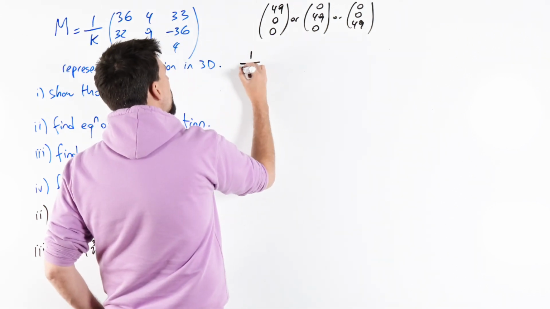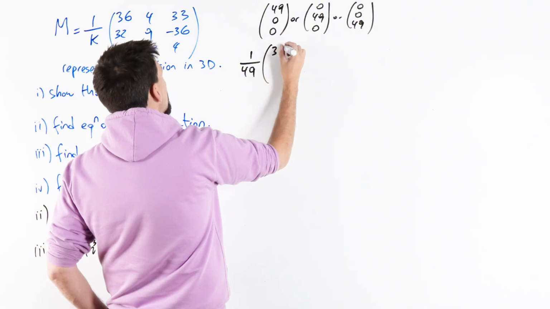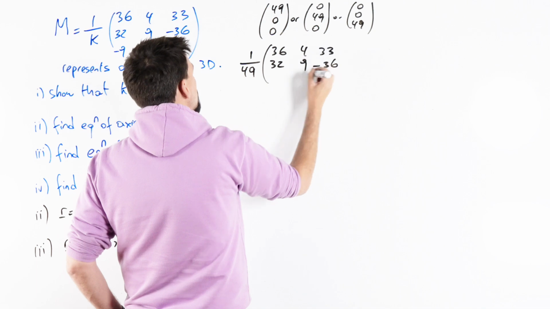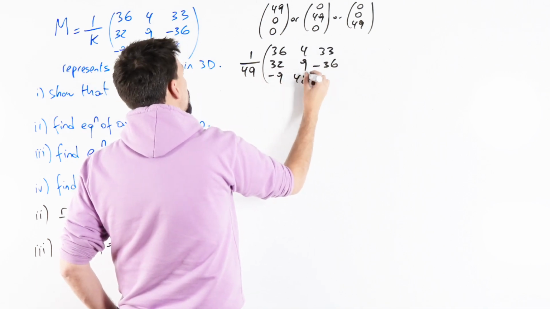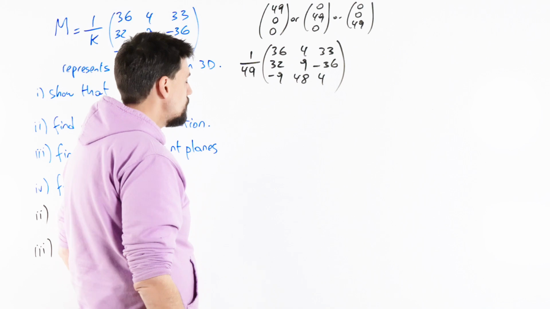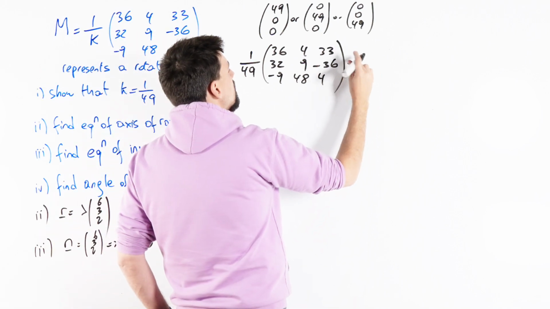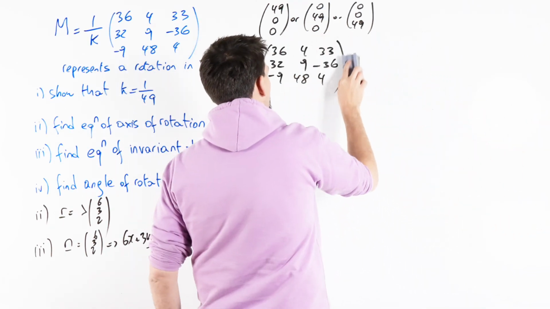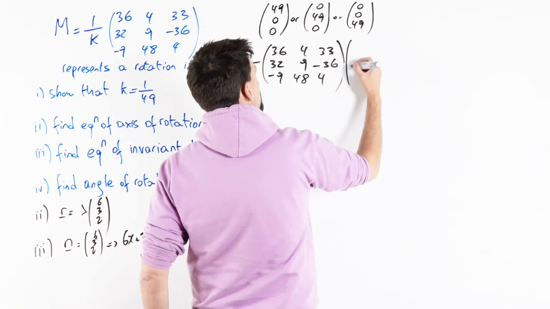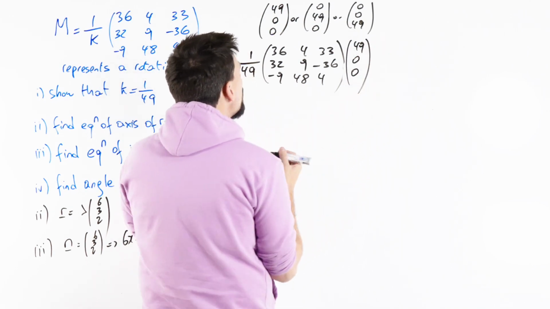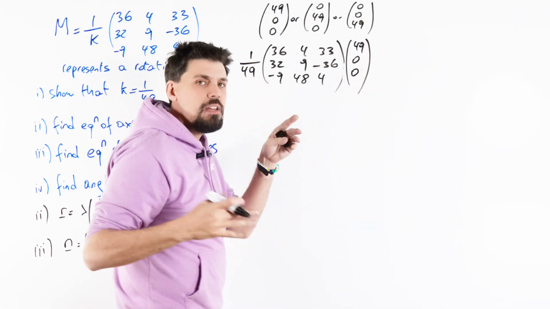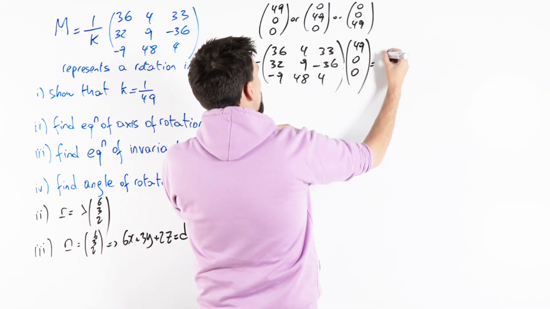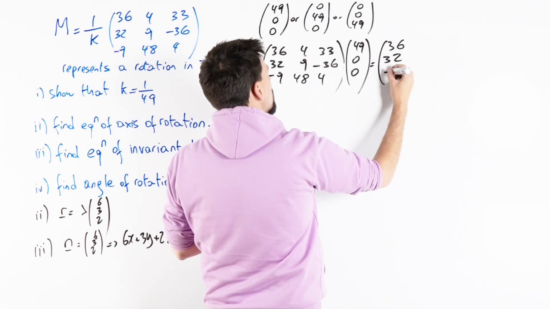So let's transform it. That's 1 over 49 times the matrix (36, 4, 33; 32, 9, -36; -9, 48, 4). And so I've got to multiply that by the point (49, 0, 0). The reason for that is, of course, that the 49 and that 49 cancel, basically we're doing it with the 100 on this one, which gives me (36, 32, -9).